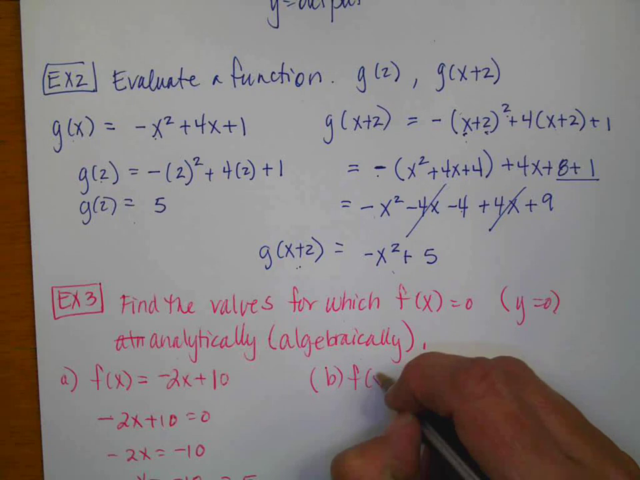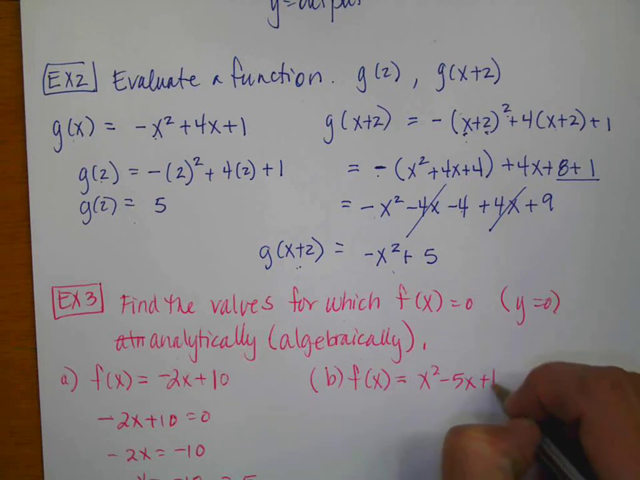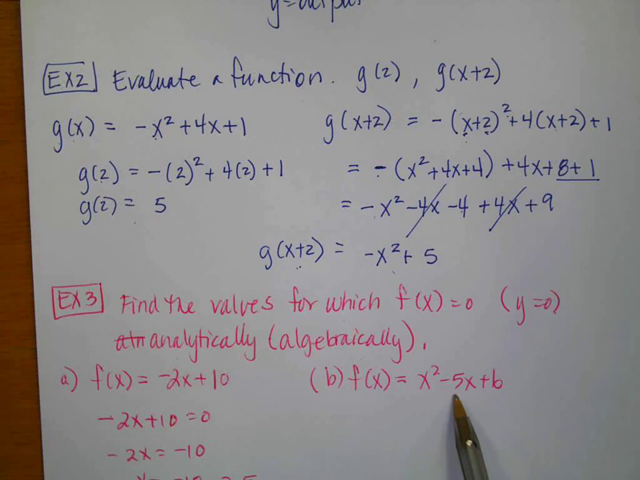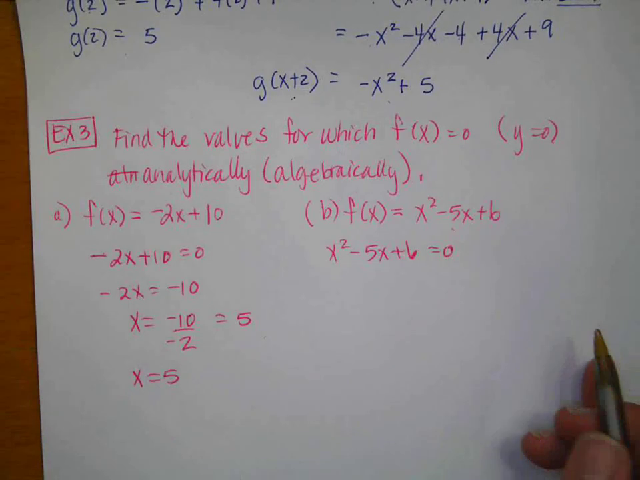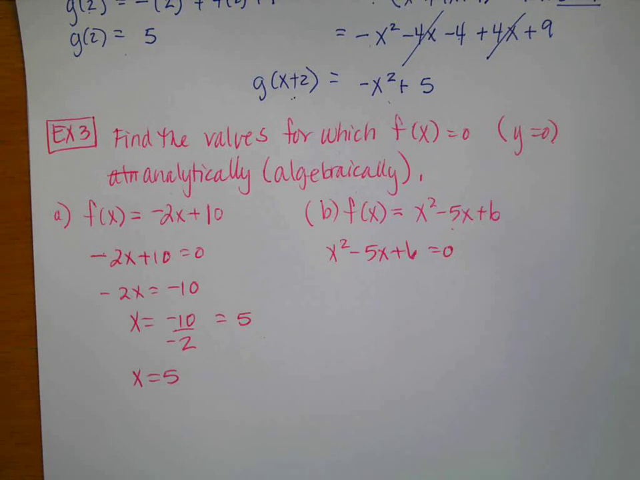The second part of this example, we're going to have f of x is equal to x squared minus 5x plus 6. I'm going to set this, the output, equal to 0. X squared minus 5x plus 6 equals 0. It's a quadratic, so there should be two values of x that are going to give me a 0.